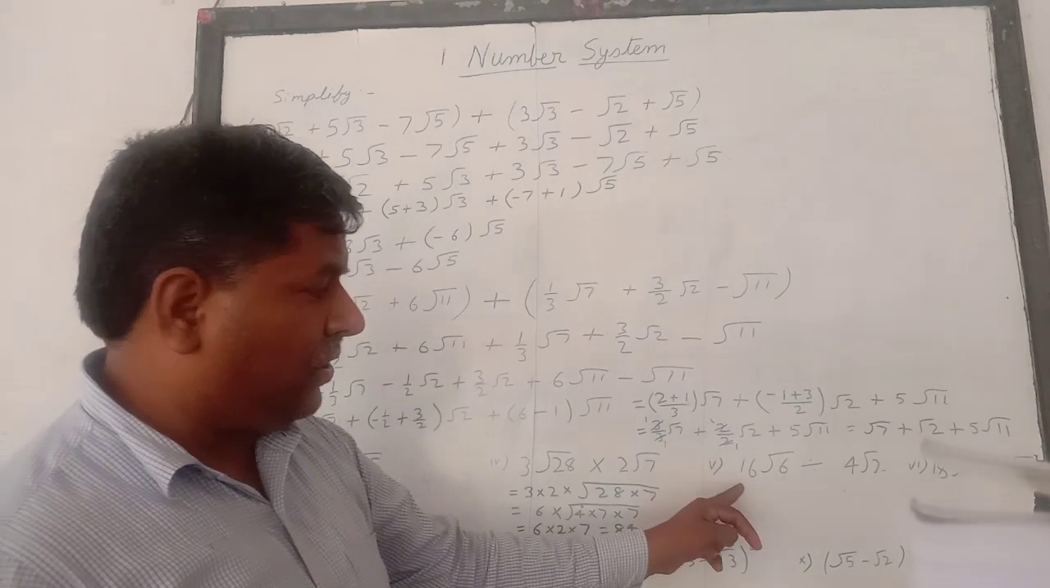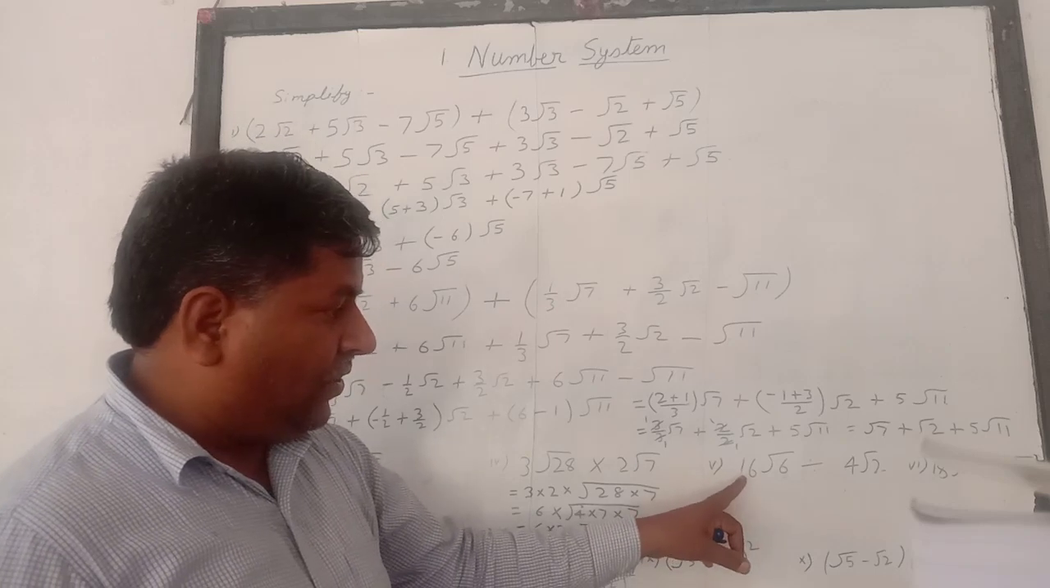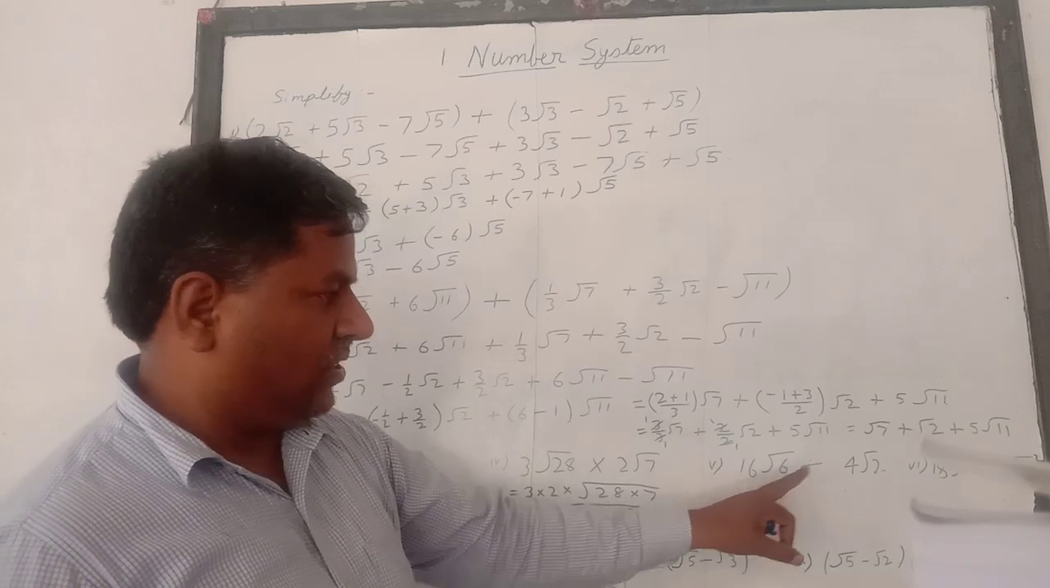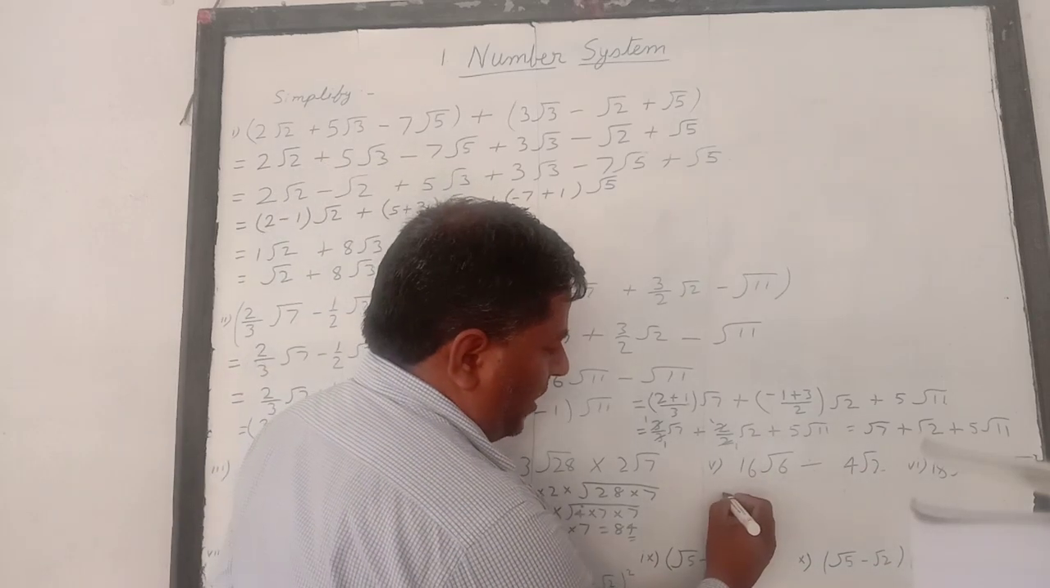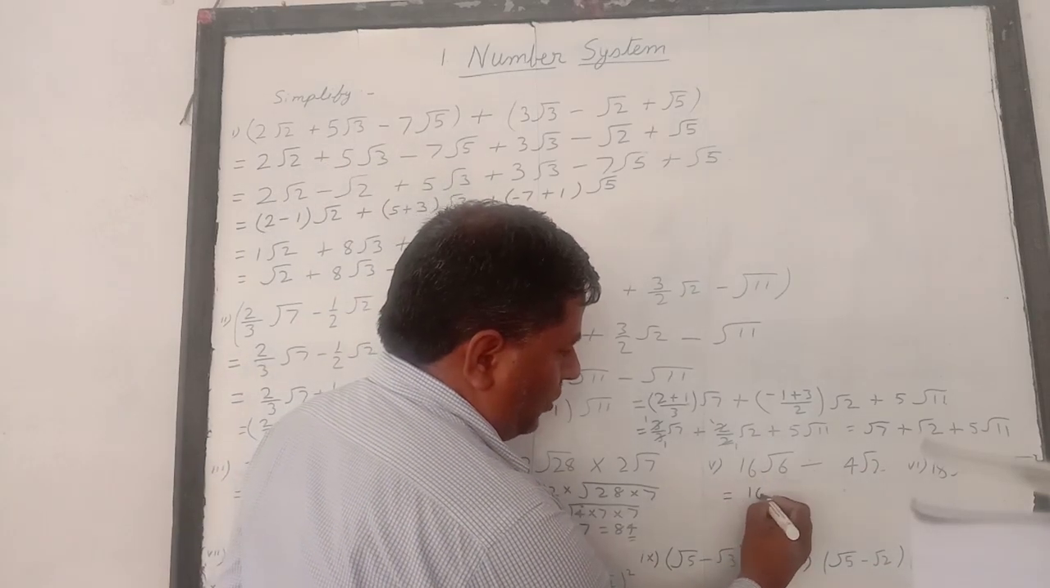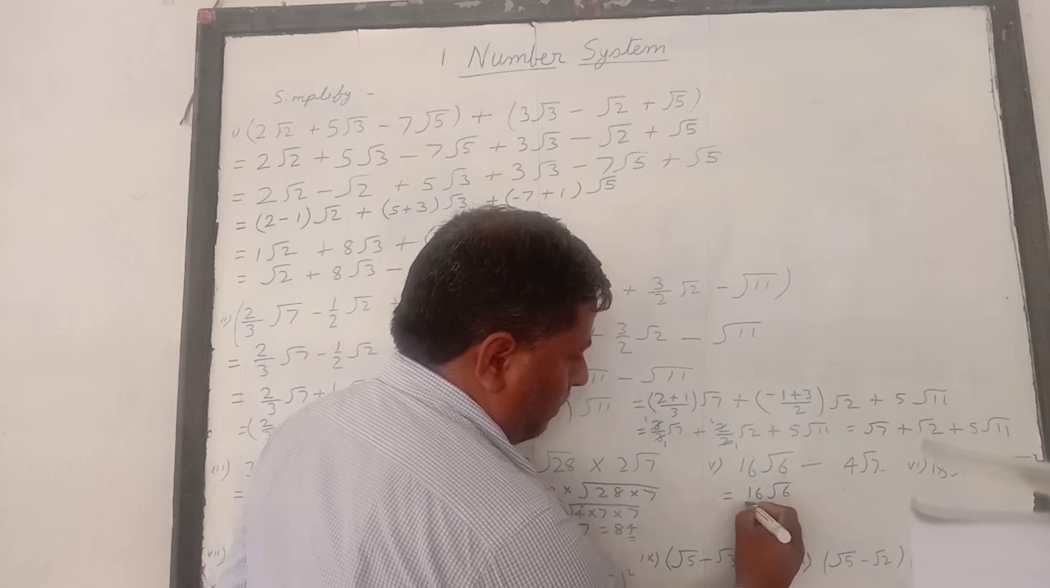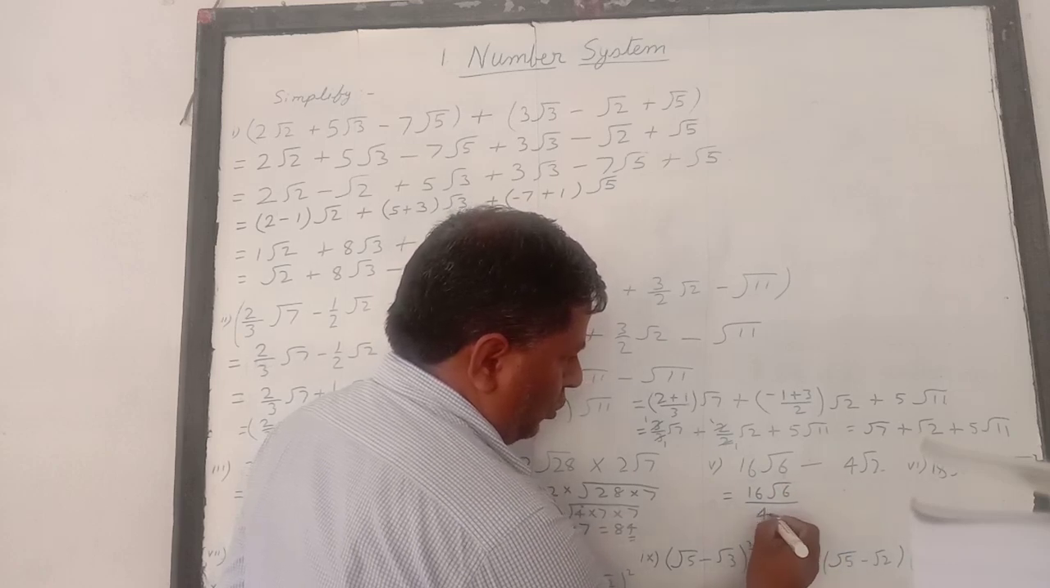Let's see some examples of division. First is 16 under root 6 divided by 4 root 2. So in this case again we can write this as 16 root 6 by 4 root 2.